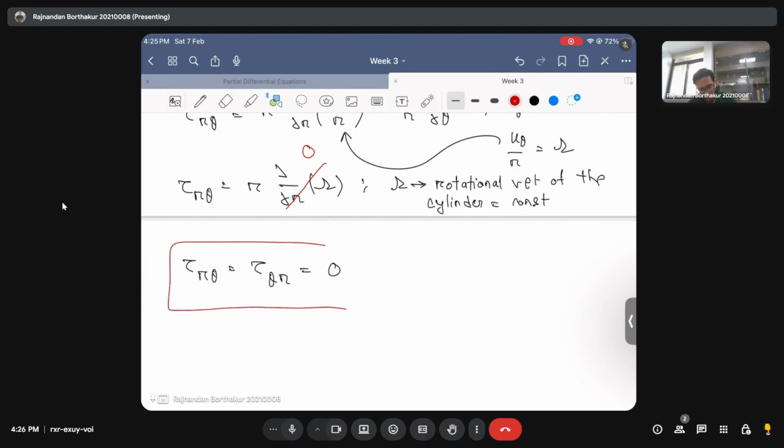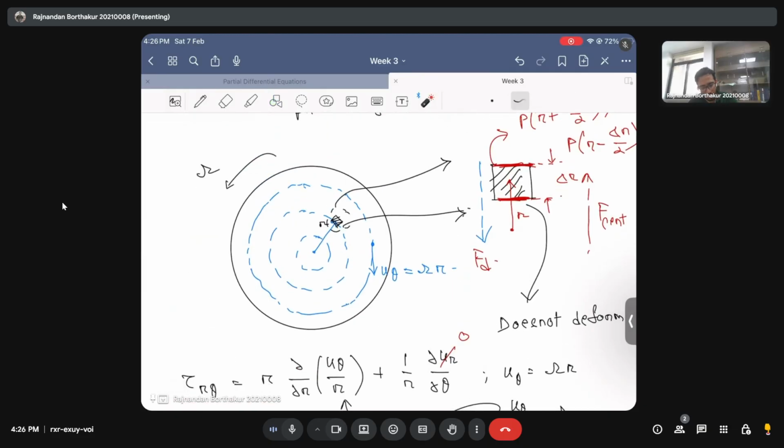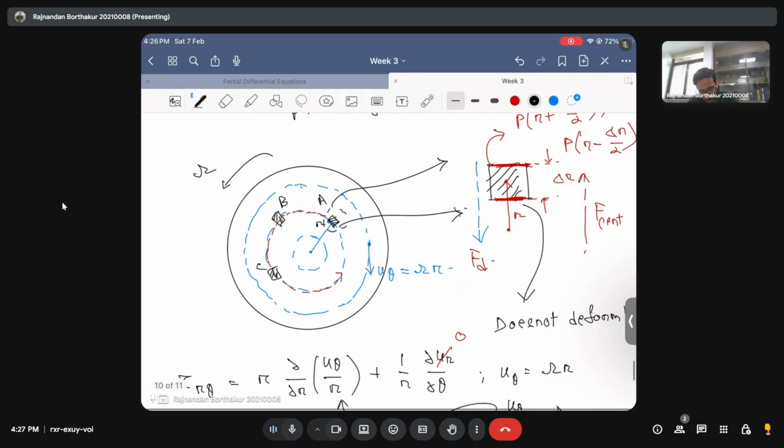Because tau r theta is equal to 0, there is nothing that can deform the fluid element in this particular direction. That is, when this fluid element undergoes rigid body rotation along this axis, its shape is just going to remain the same. The shape of the fluid element at position A is exactly the same at position B, and also the same at position C, and at all other positions wherever we want to draw it.